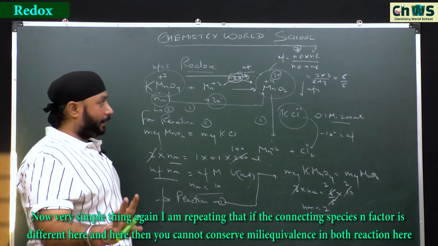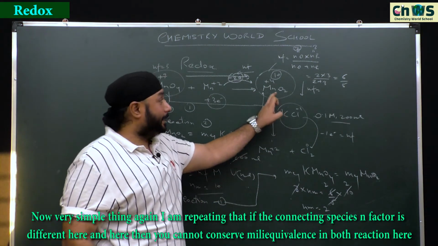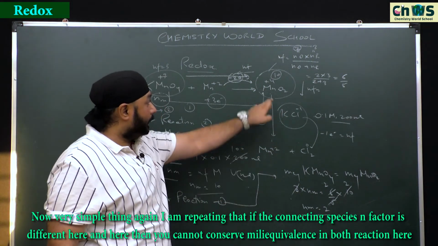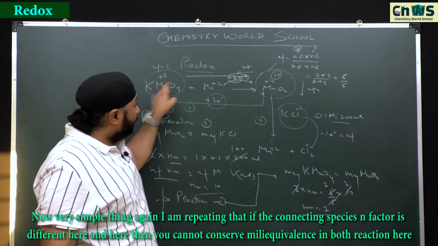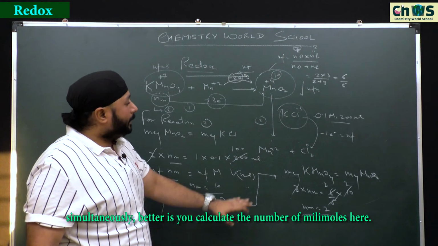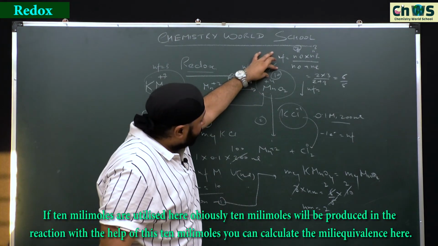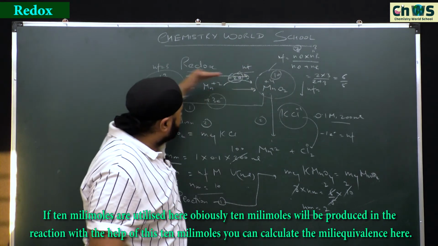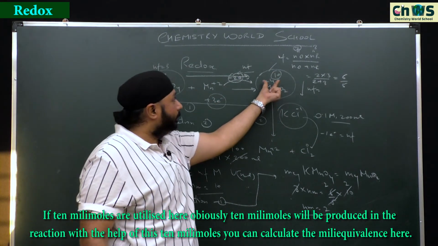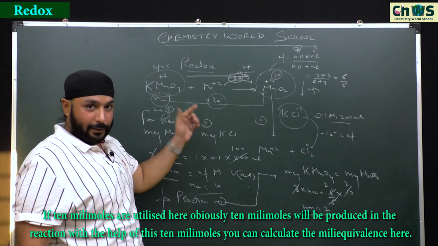Again I am repeating, if the connecting species' n factor is different here and here, you cannot conserve milliequivalents in both reactions simultaneously. Better is you calculate the number of millimoles here. If 10 millimoles are utilized here, obviously 10 millimoles will be produced from this reaction. With the help of these 10 millimoles, you can calculate the milliequivalents over here. Thank you.